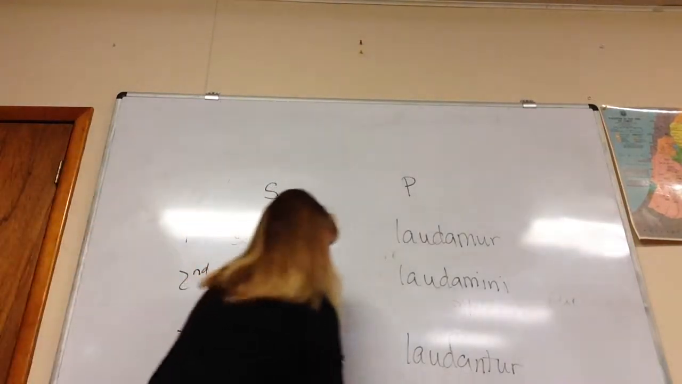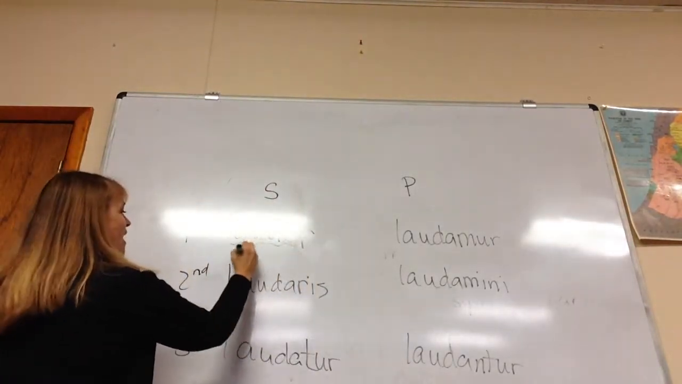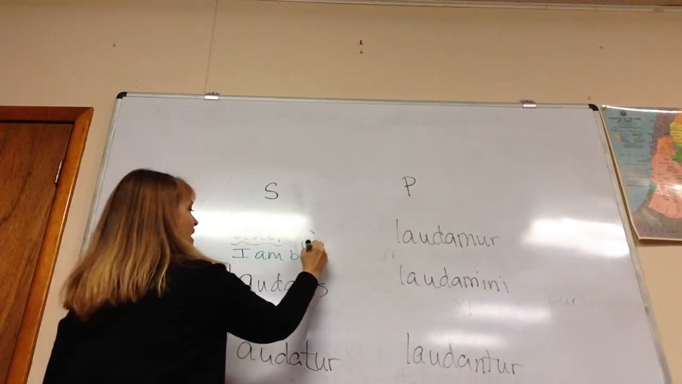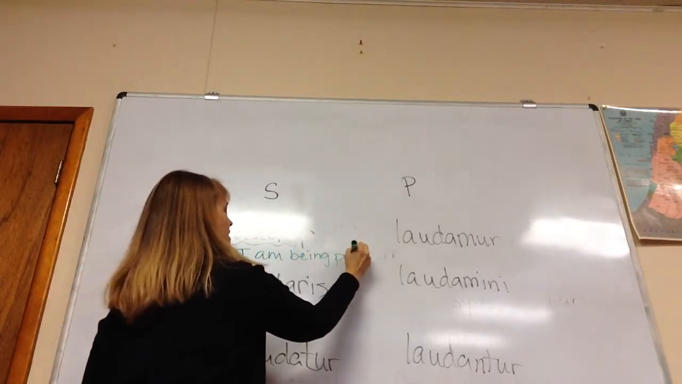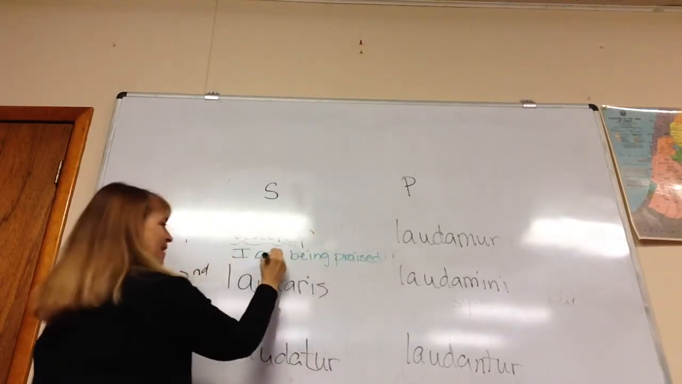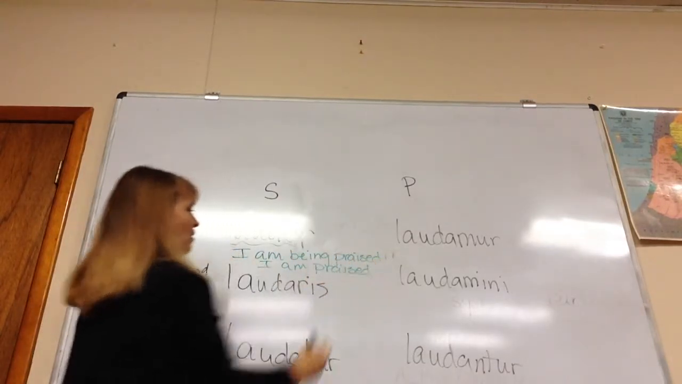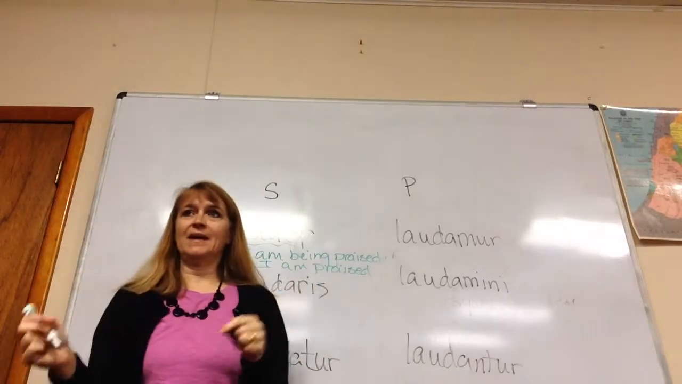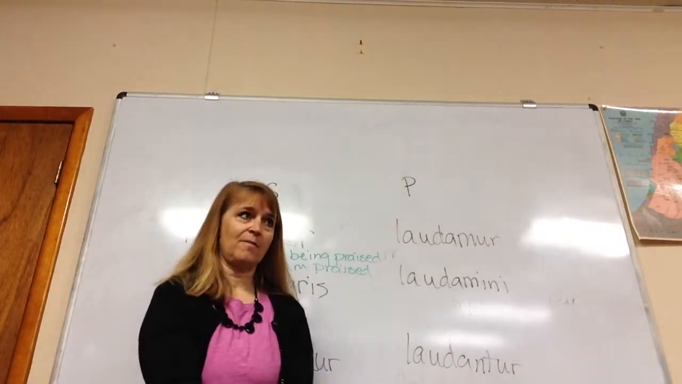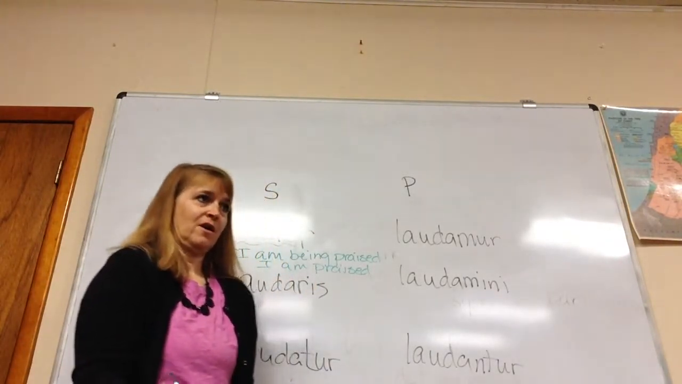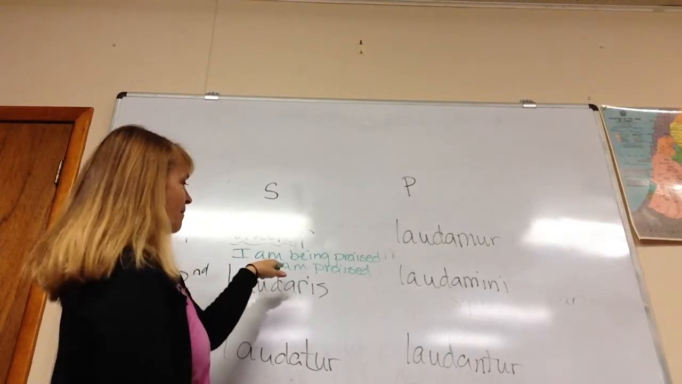So let me get a different color. Okay, I'll put that under here. I am being praised. Okay, and what else? I am praised. You guys are great. Okay, I love using the being or the been because that lets you know you have passive. But it's not always going to be in there, so you really need to know both of them.